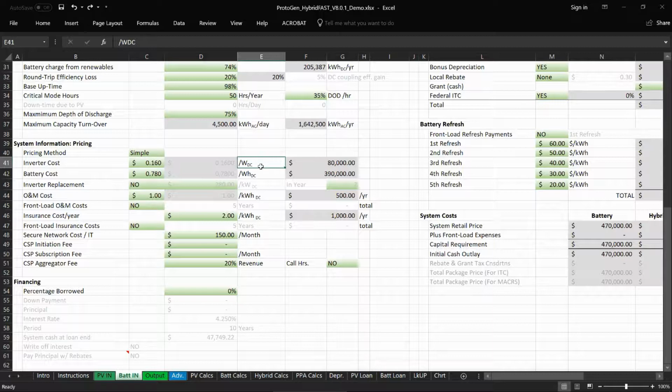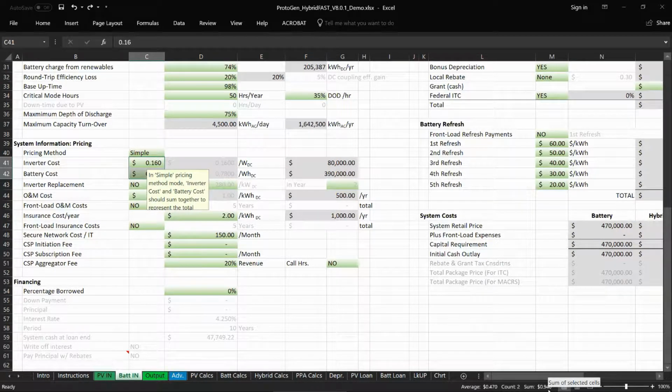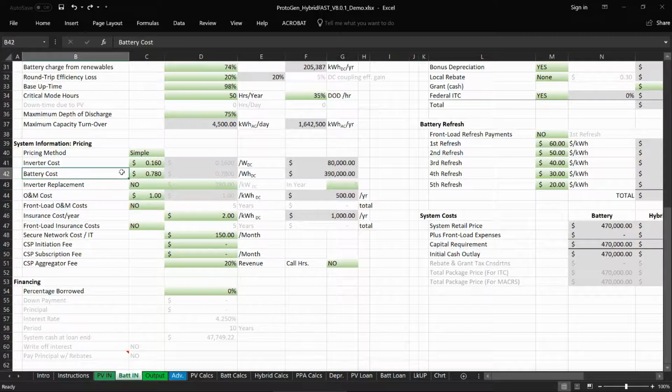But if everybody knew what they were talking about and they said it was $1 per watt or $1 per watt hour, you would just take these two values and make them equal $1. And as you can see by coming down here after you highlight them, the sum is currently 94 cents. So we would need to add 6 cents to one of these two inputs to get to that $1 per watt value. We have the inverter replacement option, O&M, and insurance, just like on the PV side.